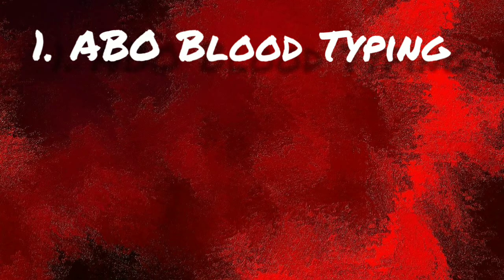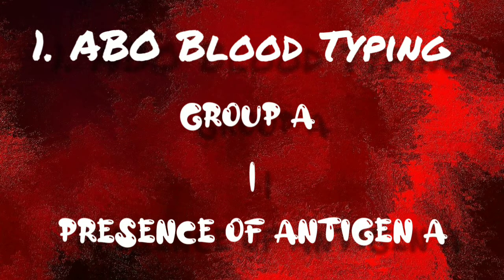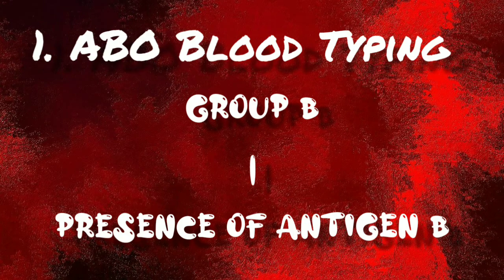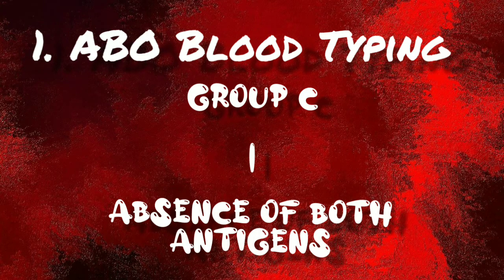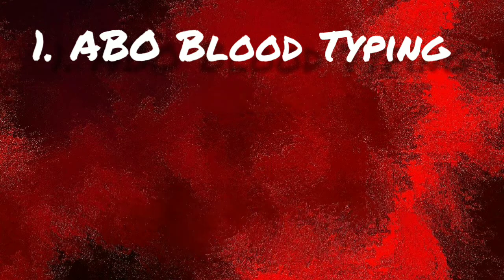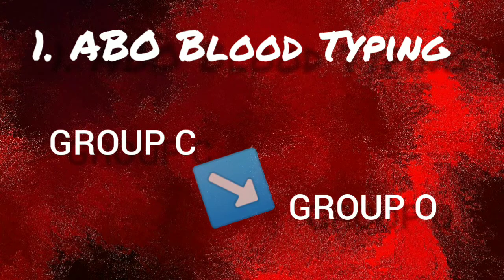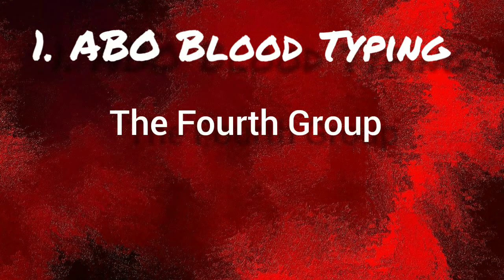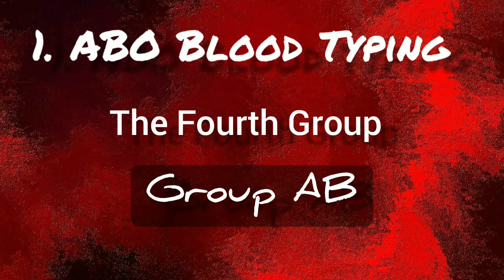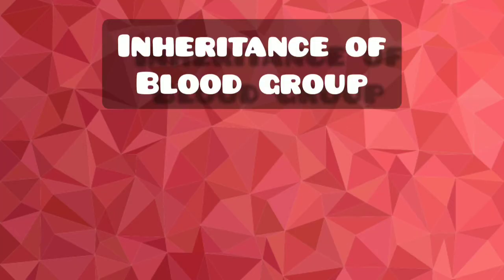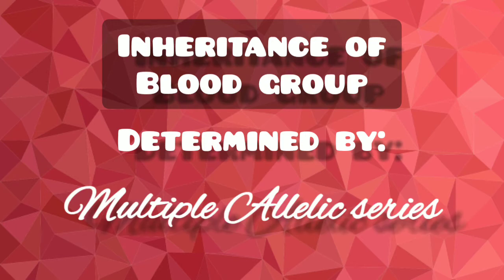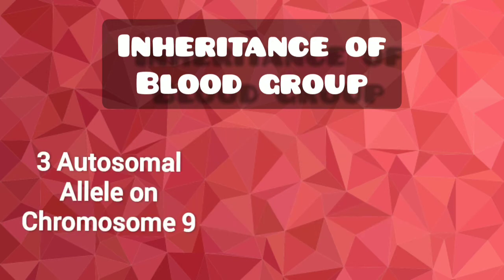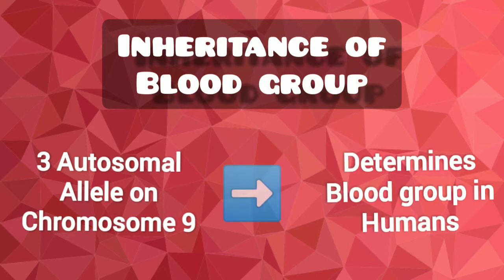On the surface of Group A, antigen A is present, on Group B, antigen B, and on Group C, both the antigens will be absent. Later this Group C was renamed as Group O. Later, in 1902, a fourth group AB was discovered which contained both antigen A and antigen B. The inheritance of blood grouping in human beings is determined by a multiple allelic series. The three autosomal alleles located on chromosome 9 are concerned with determination of blood groups in humans. This was found by Bernstein in 1925.